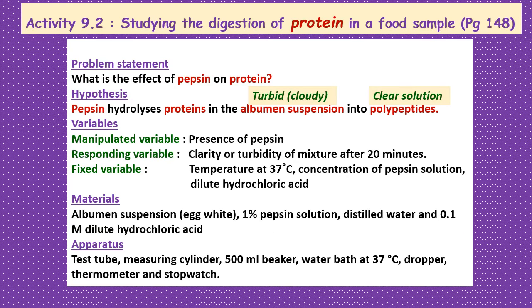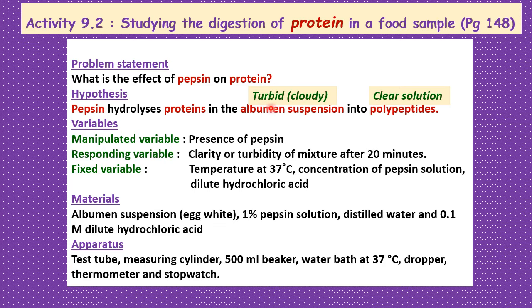Next, studying the digestion of protein in a food sample. Right now we're talking about protein. So what is the effect of pepsin, the enzyme pepsin, on protein? Our hypothesis: the enzyme pepsin hydrolyzes proteins in albumin suspension into polypeptides.